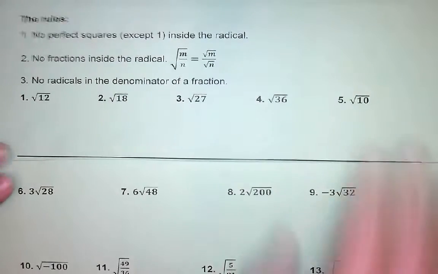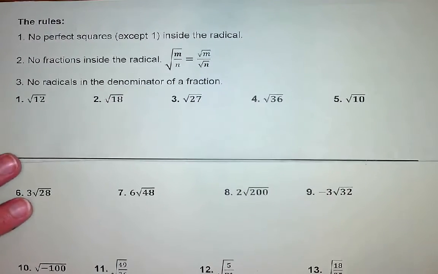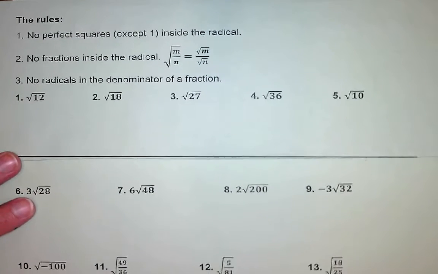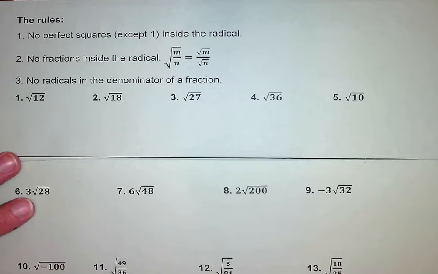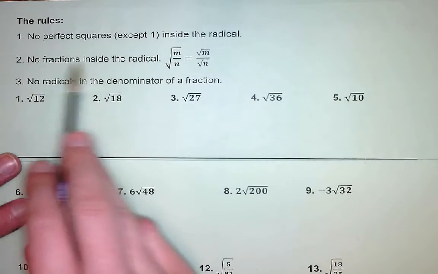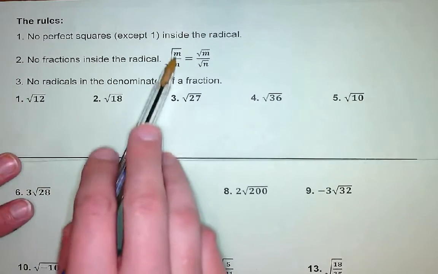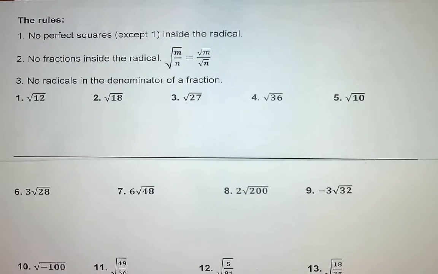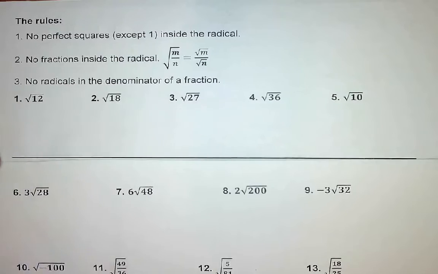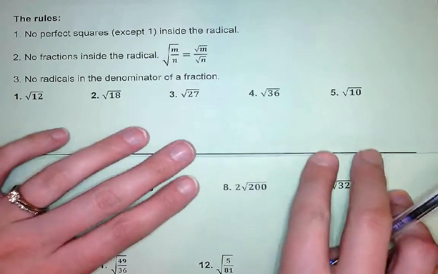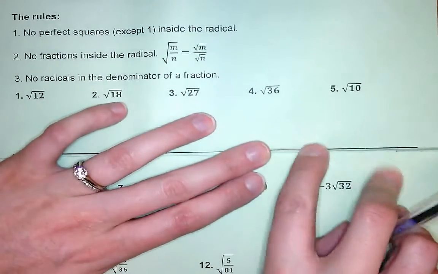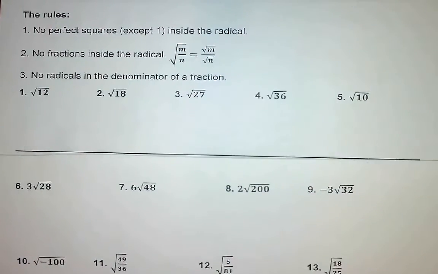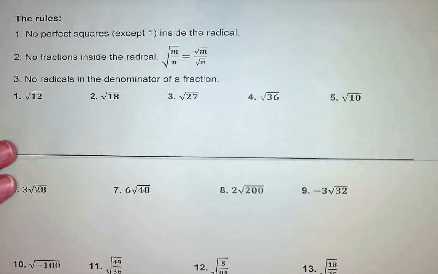Okay? So guys, our big rules are: we want no perfect square factors inside of your radical. We also want no fractions inside of our radical. So if we have a fraction, we're going to separate it into 2 things. And we want no radicals in the denominator of a fraction. That is not going to be an issue today. We are going to cover how to rationalize that next class period, okay?